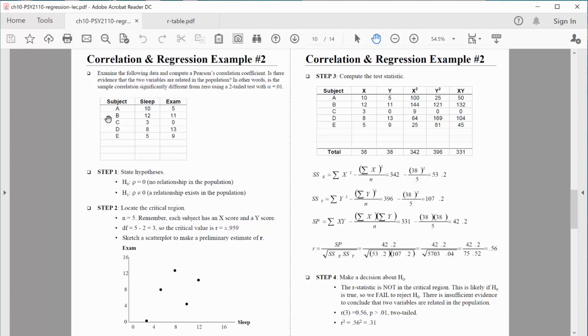It looks like we have data from 2, 4, 5 different people. The two variables are the amount of sleep that the person got the night before, and then the person's exam score the following day. So we'd be using sleep as the predictor variable and exam score as the criterion variable. If we have 2, 4, 5 people that we measured, that means we have 3 degrees of freedom.